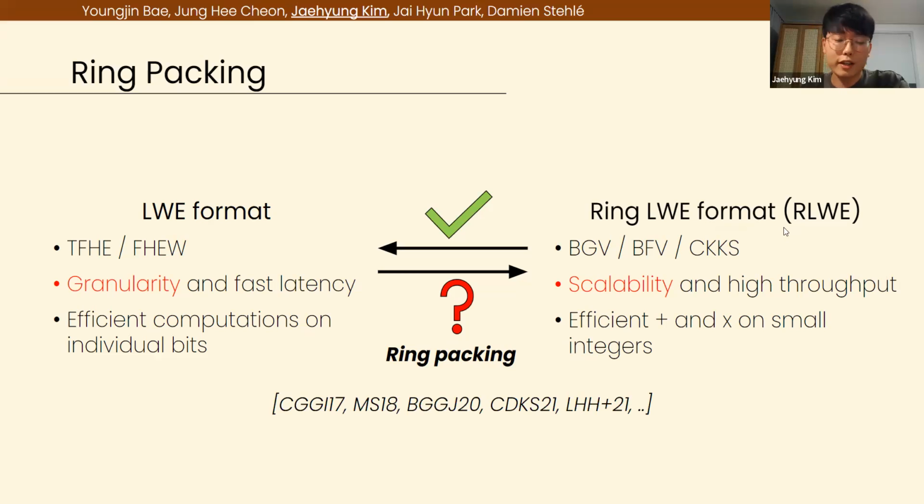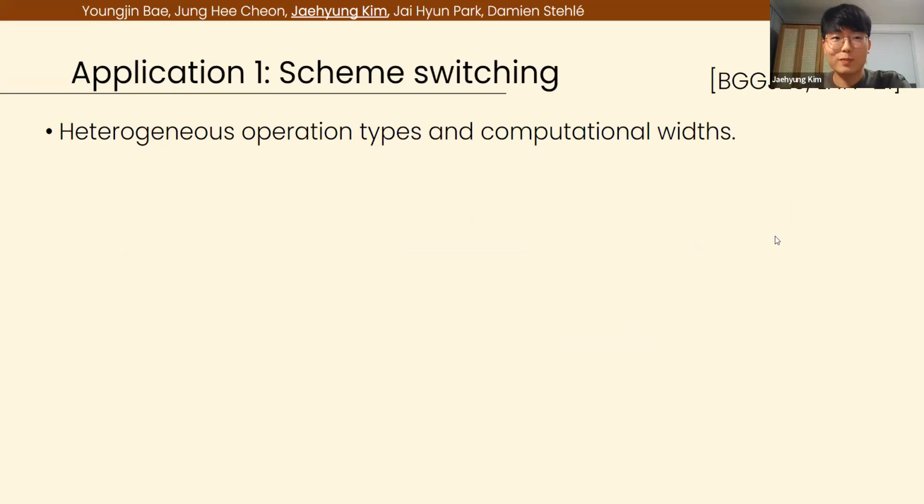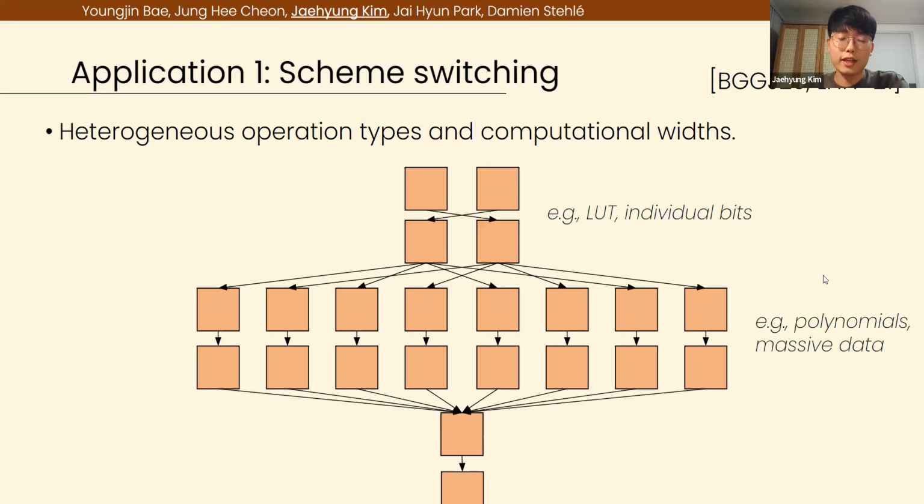There have been already extensive studies on this matter, including the ones in the list. The straightforward application of ring packing is scheme switching. We basically use scheme switching if we have different types of operations and different computational widths to handle. For instance, we can imagine a complex circuit consisting of different types of operations and different computational widths.